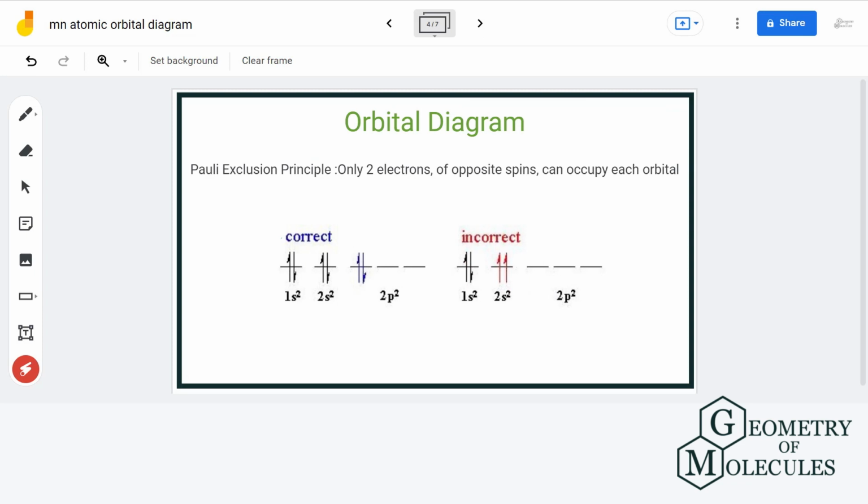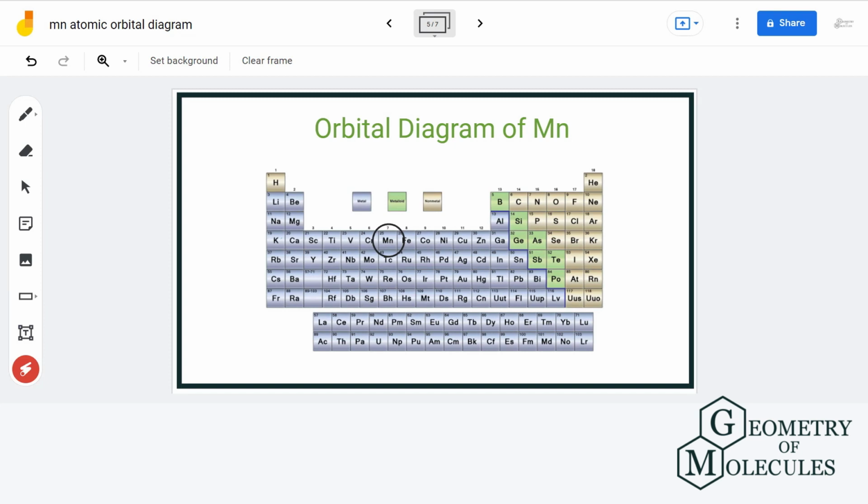The third and last rule is Pauli's exclusion principle that states the arrangement of two electrons in any orbital. It states that there can be a maximum of 2 electrons in an orbital and that the 2 should have opposite spin. No 2 electrons with the same spin can occupy a single orbital as shown here. That is incorrect. Now that we have discussed the basics that we should know for orbital diagrams, let us move ahead and draw one for manganese.